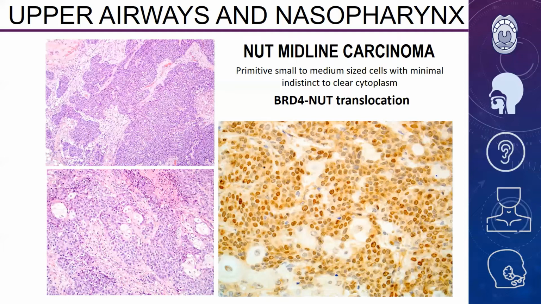NUT midline carcinomas are uniformly associated with translocations that fuse genes encoding NUT, a chromatin regulator, and BRD4, a chromatin reader. Histologically, there are primitive small to medium-sized cells with minimal indistinct to clear cytoplasm with variably prominent nucleoli. There is a high mitotic rate with prominent tumor necrosis. Shown is a diffuse positivity for NUT seen in IHC, or immunohistochemistry study.